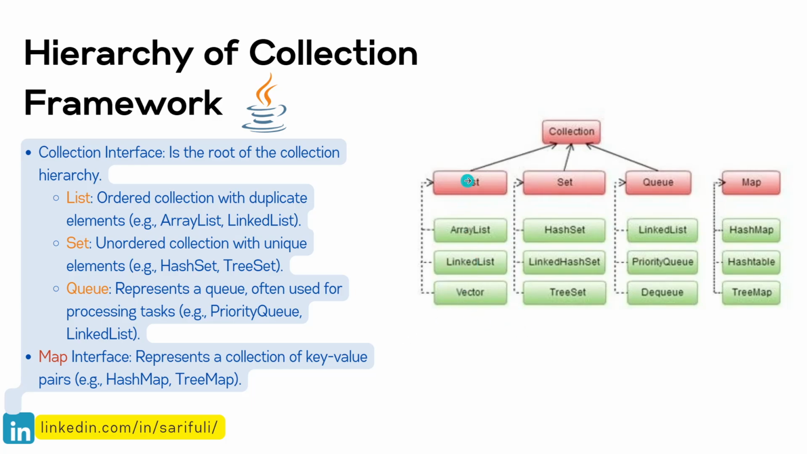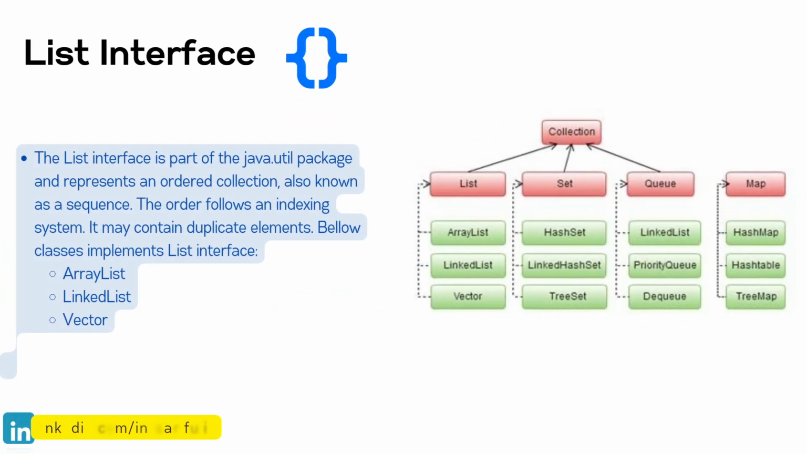Welcome back. So in this lecture, we're going to learn about the list interface in more detail. So what is the list interface? The list interface is a part of the java.util package, and it represents an ordered collection, also known as a sequence. The order follows an indexing system.